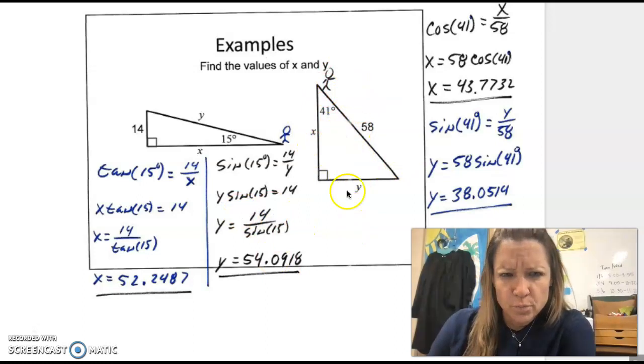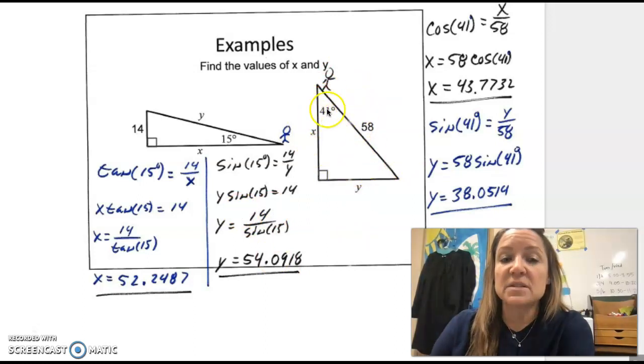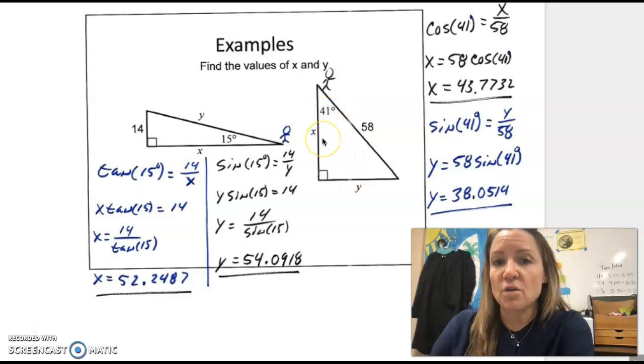All right, for the problem on the right, this time it's this angle up here, 41 degrees. Let's solve for x first. x is the adjacent and 58 is the hypotenuse, so we're going to use the cosine. So cosine of 41 degrees is equal to the adjacent, which is x, over the hypotenuse, which is 58. Make it into a proportion by adding a 1 in the denominator. 1 times x is x, 58 times the cosine of 41. Punch it in the calculator, hit the equal sign.